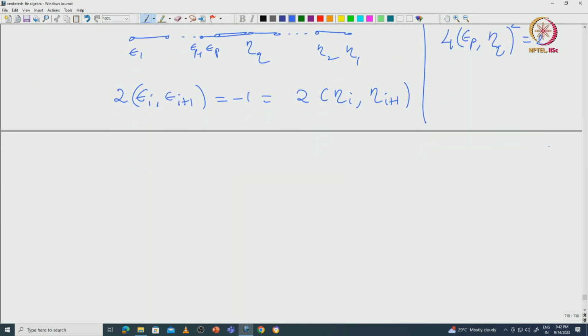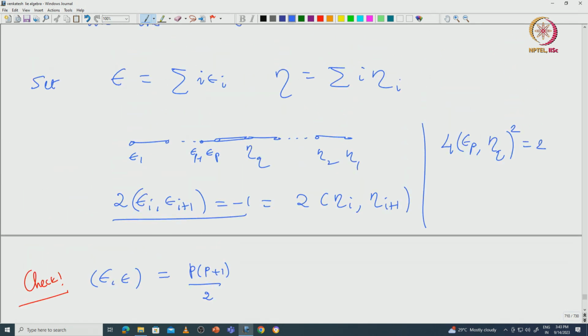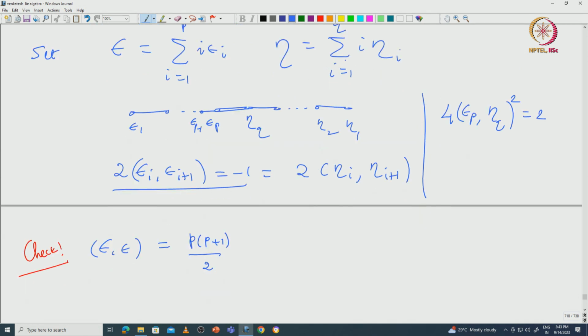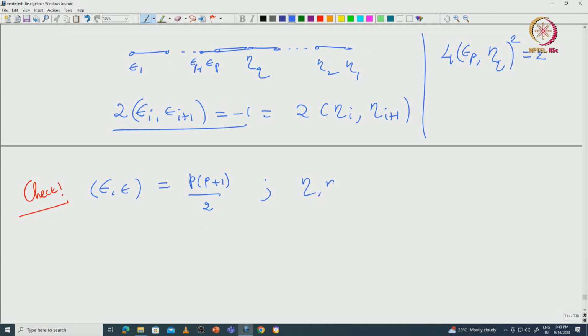Now it is not hard to compute the inner product of epsilon with epsilon. I will leave it to you to check, it is easy. If you compute it, it is exactly p into p plus 1 by 2. You get this from the information that twice the inner product of epsilon i with epsilon i plus 1 is exactly minus 1. Here i ranges from 1 to p, and for eta, i ranges from 1 to q. Similarly, if you compute the inner product of eta with eta, it gives you q into q plus 1 by 2. These computations are easy to do.